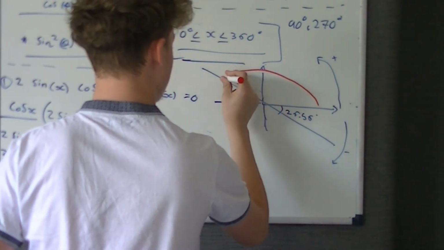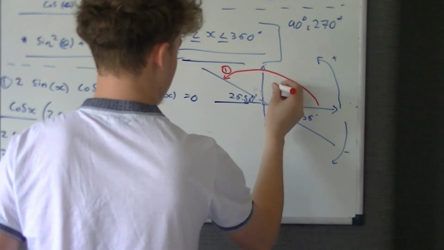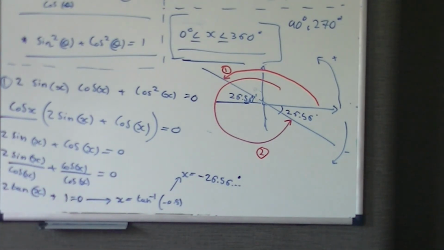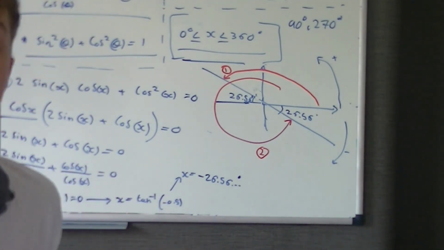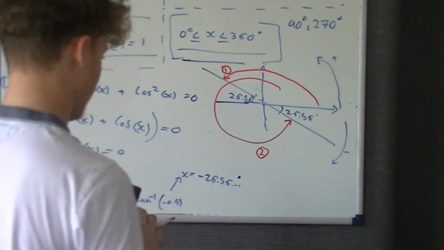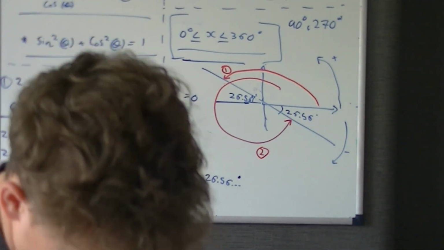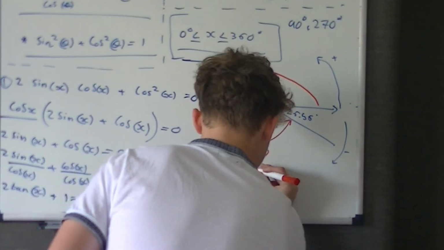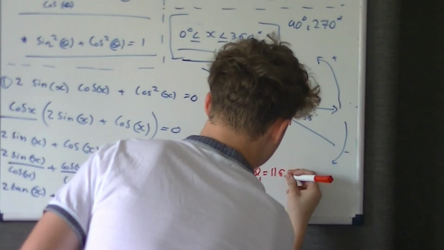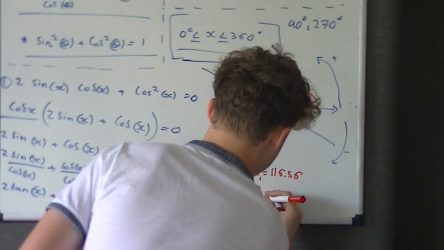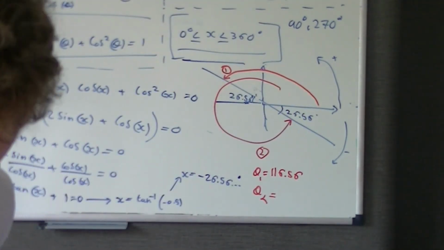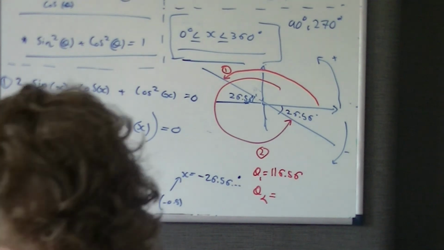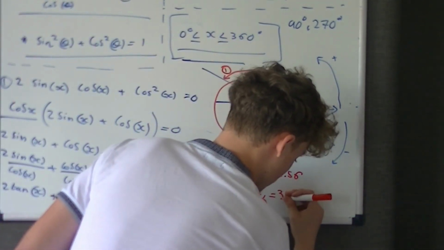Yeah, so that's one way. You make sure you reach both sides of the line. So that's theta 1, theta 2. Theta 1 is 180 take away the angle, 26.56, which gives us 116.56. Theta 2 equals 360 take 26.56, and that gets us an answer of 333.4.